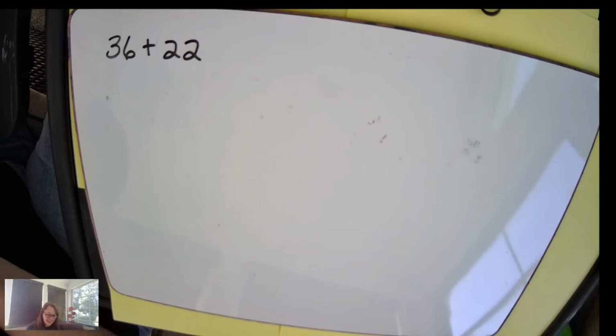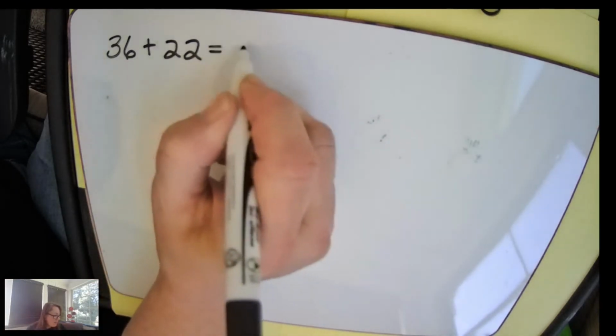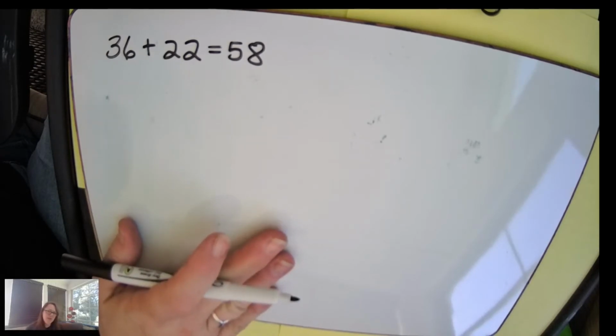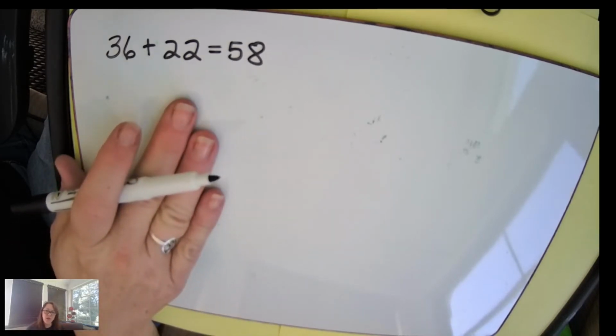Great. Let's see. Matt, could you share with us what you think the answer is to 36 plus 22? Matt says that he thinks the answer to 36 plus 22 is 58. Do we agree or disagree with Matt's answer, 58? It looks like everybody agrees that the answer is 58. Matt, talk to us about how you were thinking about this problem.